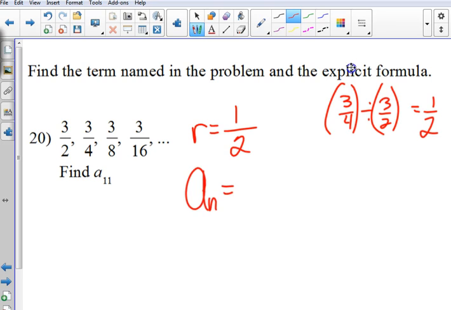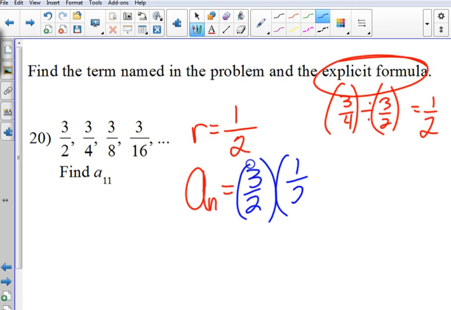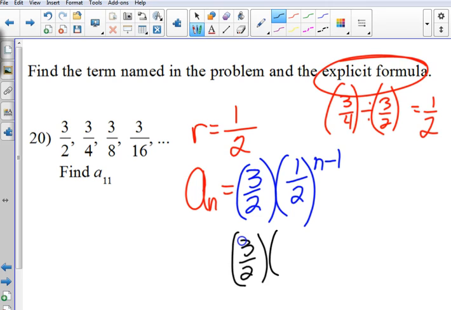Now, so write the formula. A sub n equals, explicit formula. First term times, to the, okay. Now, I need you to pause because eventually your calculator is going to be unhappy with you when you try to do these kind of questions. I think it will find the 11th term for you, okay? Because it's 3/2 times 1/2 10 times. But let me tell you, eventually it's going to get too big and it's going to give you an ugly decimal and I'm going to mark it wrong.